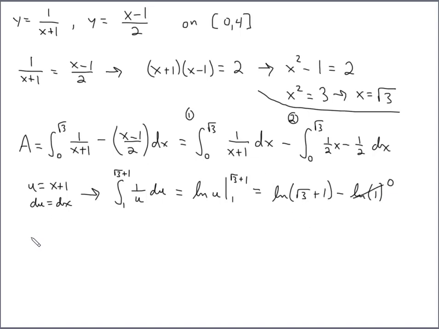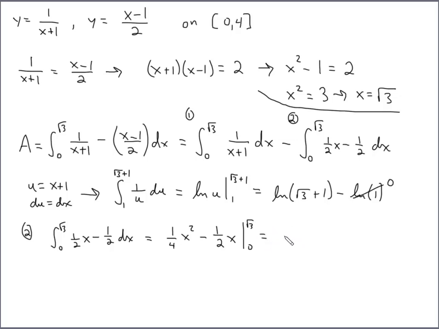Second integral, we'll get the same bounds, 0 to root 3, of 1/2 x minus 1/2. When you write it like this, you can see it's linear. It's much easier to integrate. So raise x to the second power, divide by 2. We're going to get 1/4 x squared. That one becomes just 1/2 x. Plug in our two numbers, root 3 and 0.